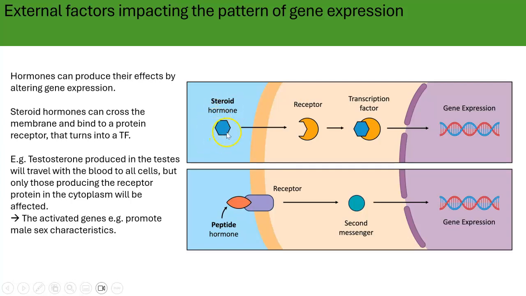One example we can take of this is testosterone. Testosterone is a steroid hormone produced in the testes, and it travels throughout the body with the blood, and it will basically engage with all cells, but only those cells that actually produce the receptor will form the transcription factor and get the effect on gene expression. And these activated genes produce, for example, male sexual characteristics during development and during puberty and so on.